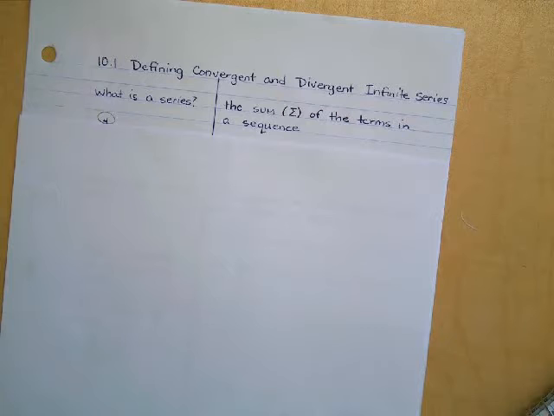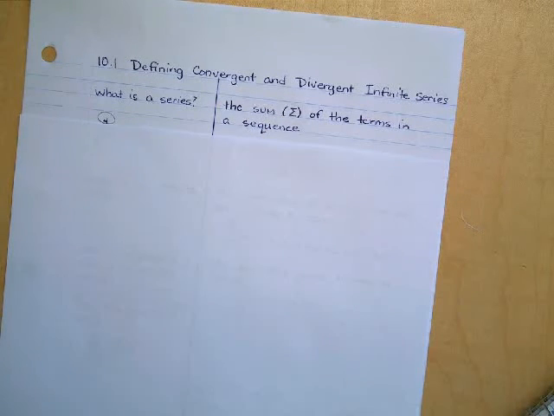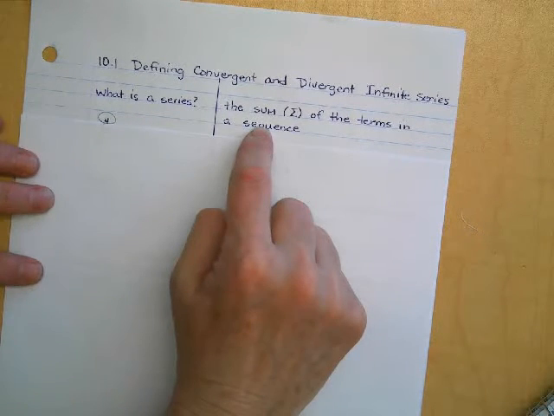Okay, so we are going to start chapter 10. This is 10.1, and we're going to look at what is a series. It's really easy to get a series and a sequence confused. A series is just the sum. Whenever you see that capital sigma, it's a capital S in Greek, just telling you, add up all those terms from the sequence.